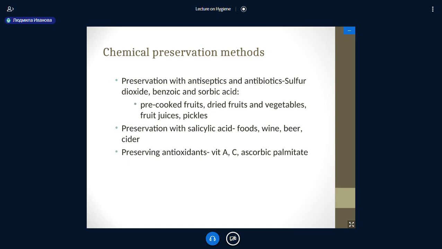Also chemical preservation methods. Preservation with antiseptics and antibiotics, sulfur dioxide, benzoic and sorbic acids. All these preservatives are permitted, adopted by the European Food Safety Authority, and are labeled on the label of the food. They are used for pre-cooked fruits, dried fruits and vegetables, fruit juices and pickles, and preservation with salicylic acid in foods, wine, beer and cider.